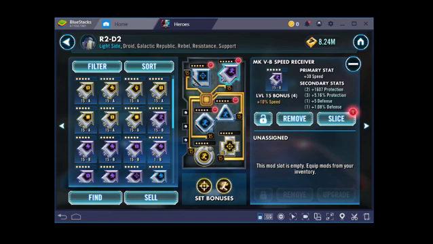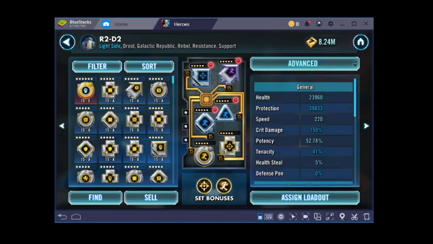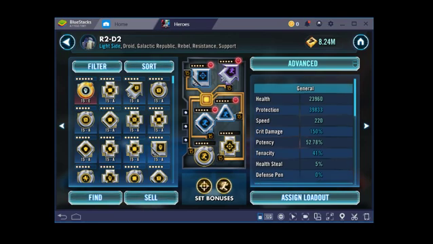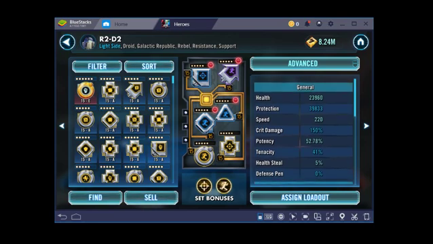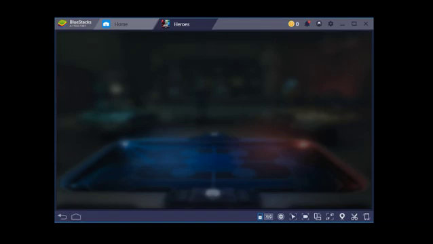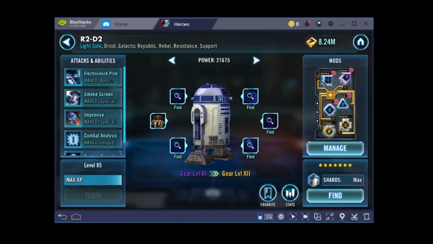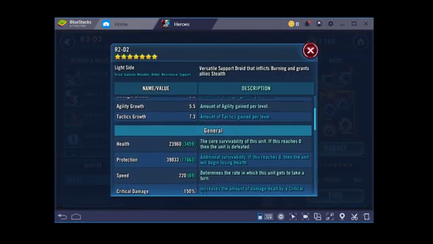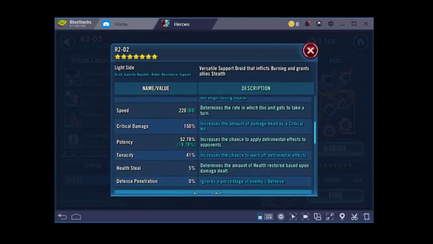The only problem with putting a speed set on R2 is that his base speed is actually not that high. If we go back out and we look at his stats, sorry, I'm using BlueStack, so it's a little delayed on some of its actions. His base speed, so we currently have a 220 speed, but his actual base speed is 151. So the 10% that I get from the set bonus is on that 151, not on 220. So I'm getting an extra 15.1 speed.